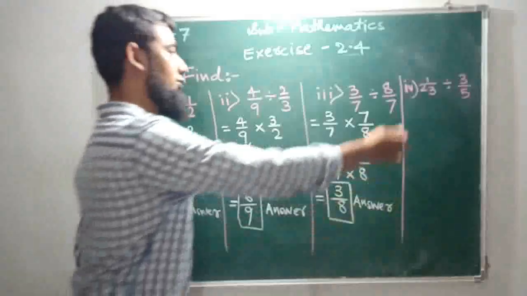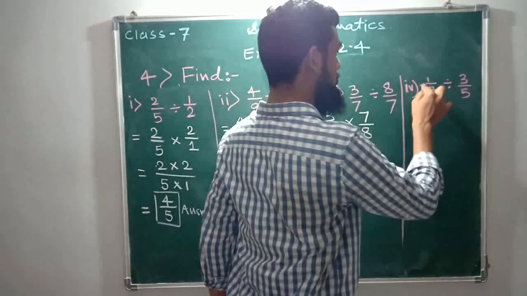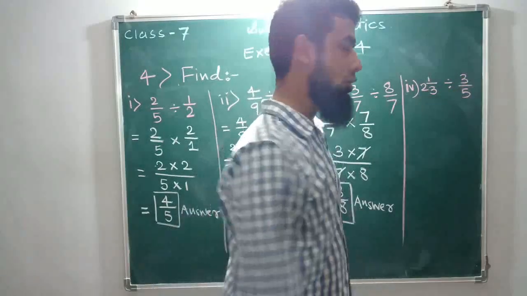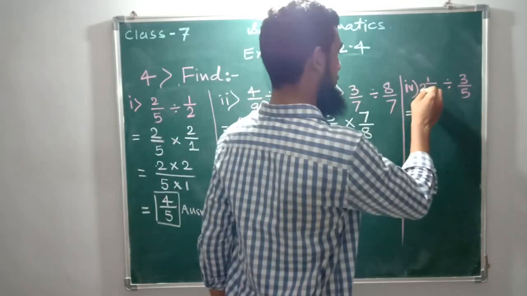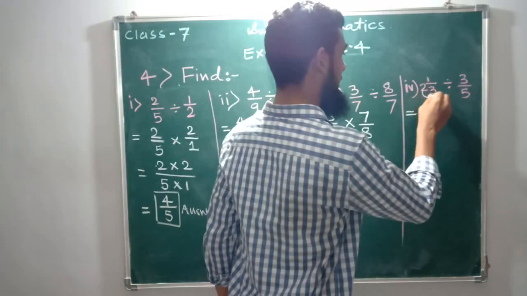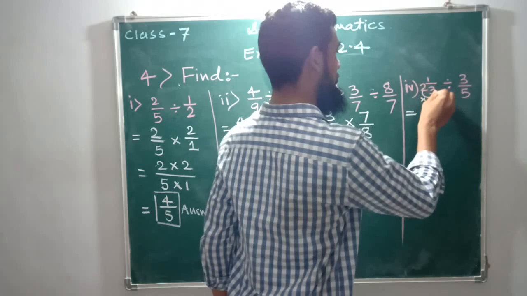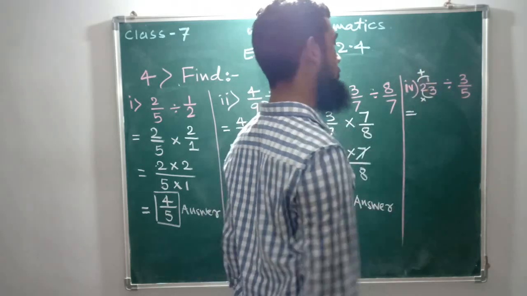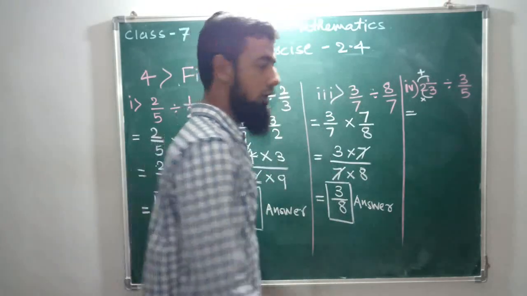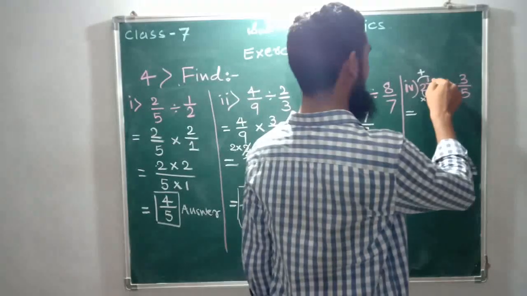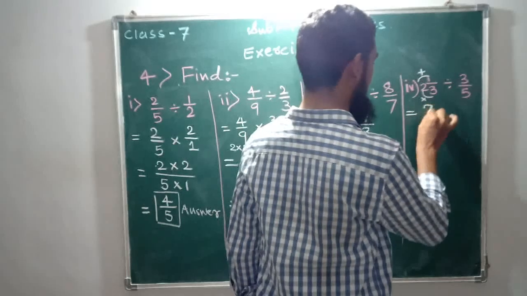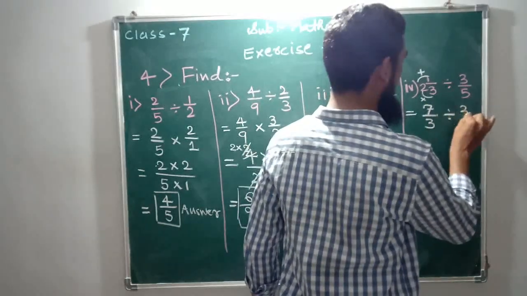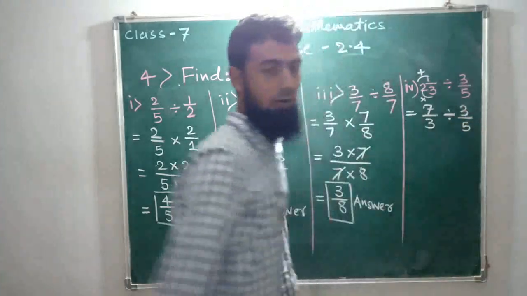Now we will move on to question number 4: 2 integer 1 upon 3 divided by 3 upon 5. So what do we have to do? We will multiply 2 times 3, which is 6. After getting the answer, we will add 1. 3 times 2 is 6 plus 1, so 7 upon 3 divided by 3 upon 5.